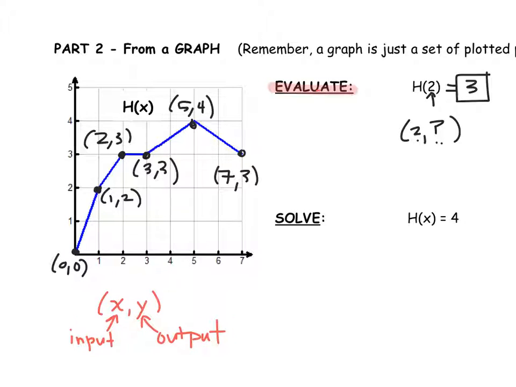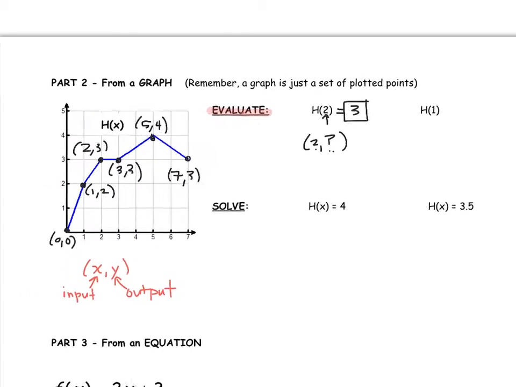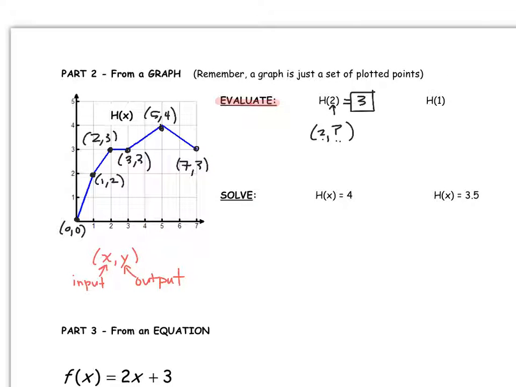All right, the next one says h of 1. Again, that means the input is 1. So if the x value is 1, what is the y value? Again, scan your points, and I can see an input of 1 gives an output of 2. So my answer is 2.